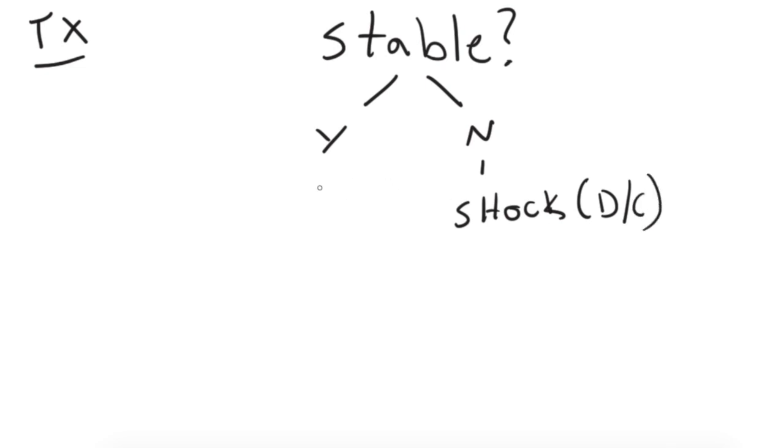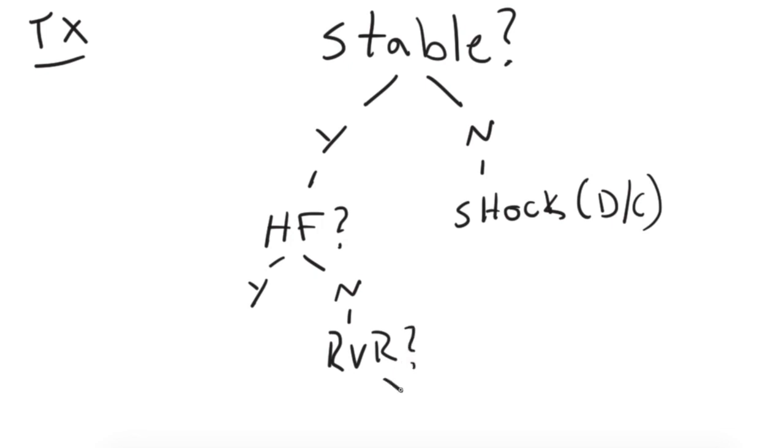And if the answer is yes, they are stable, your next question should be, is this patient demonstrating a heart failure presentation? And then again, your answer is yes or no. If the answer is no, then the next question is, is the rate too fast? Are they in a rapid ventricular rate? And if the answer to this is no, then the only thing left to do really is just observe.